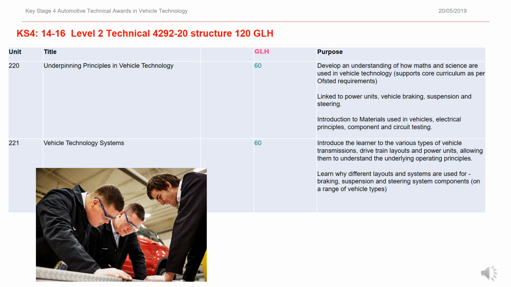Unit 221 is about introducing the learner to the various types of vehicle transmissions, drivetrain layouts and power units, allowing them to understand the underlying operating principles. We want you to teach the students to learn why different layouts and systems are used for braking, suspension and steering system components on a range of vehicle types. So what that means is we want you to introduce not just light vehicle but also discuss heavy vehicle and motorcycle adaptations to the various systems.